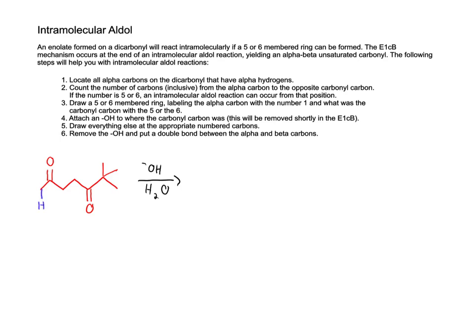And the same thing that's going to happen in all aldol reactions will happen here. The oxygen is going to remove the hydrogen, and we're going to create an enolate. As you would expect now, that enolate, being a nucleophile, is going to do an addition reaction by attacking the electrophilic carbonyl carbon.